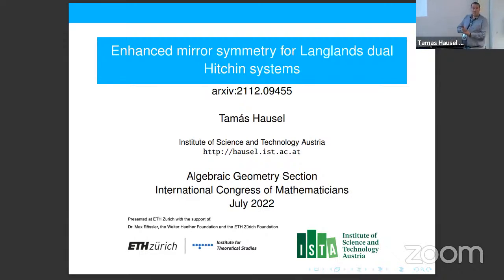And today I'm going to talk about enhanced mirror symmetry for Langlands dual Hitchin systems. In the first part, I will give a short survey of mirror symmetry phenomena in this subject, partly to pay tribute to mirror symmetry, a subject which arose in physics and has been tremendously influential in algebraic geometry in the last couple of decades. I will concentrate on the moduli space of Higgs bundles, but I will import ideas of mirror symmetry to this setup.